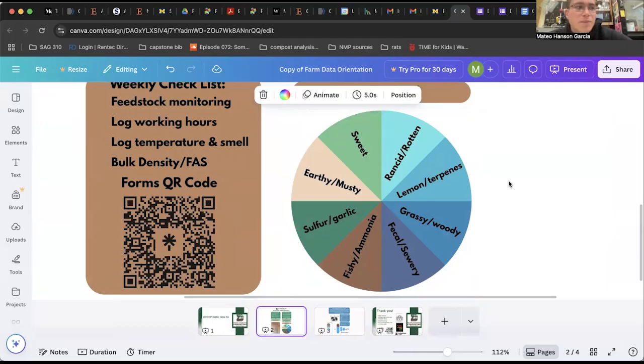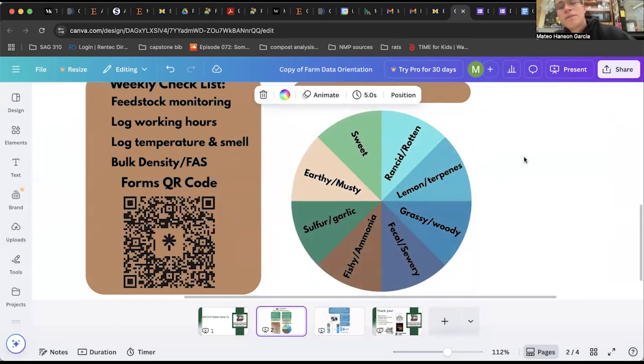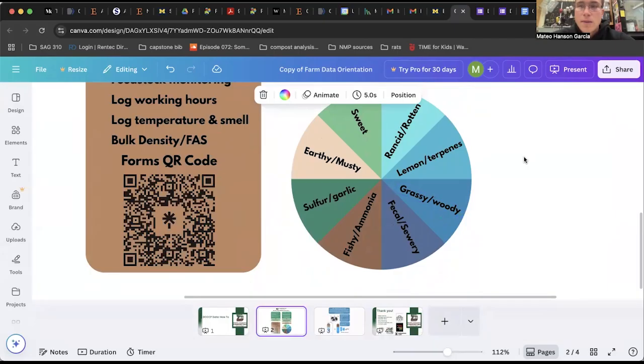But if there's a word that you think better describes your compost than what's on this list or in the examples, feel free to add it. I'm not particularly sweating, but again, we're going to cross-reference this with some other chemical data, and hopefully we'll be able to provide some recommendations for best management practices going forward.